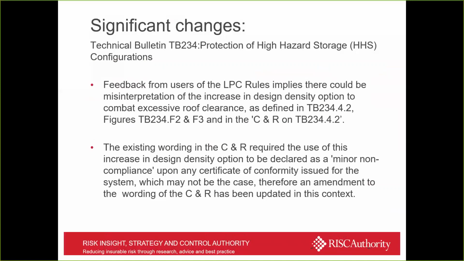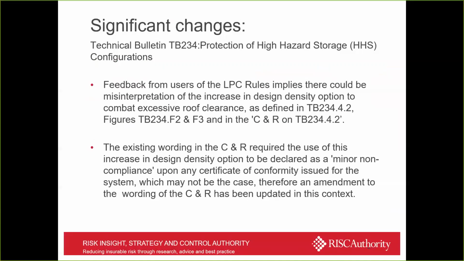But if I just run through what those changes are, hopefully that will make more sense to people. So the existing words in the CNR required the use of the increase in design density option to be declared as a minor non-compliance. This is because it's not an actual requirement, it's a CNR, a commentary and recommendation, so it could be treated as a minor non-compliance on any certificate of conformity issued. Because there's three options that you could also use.